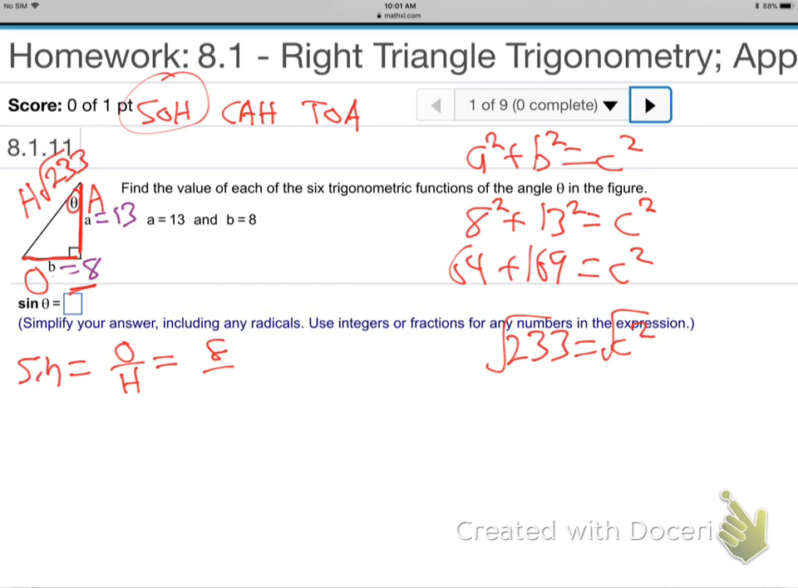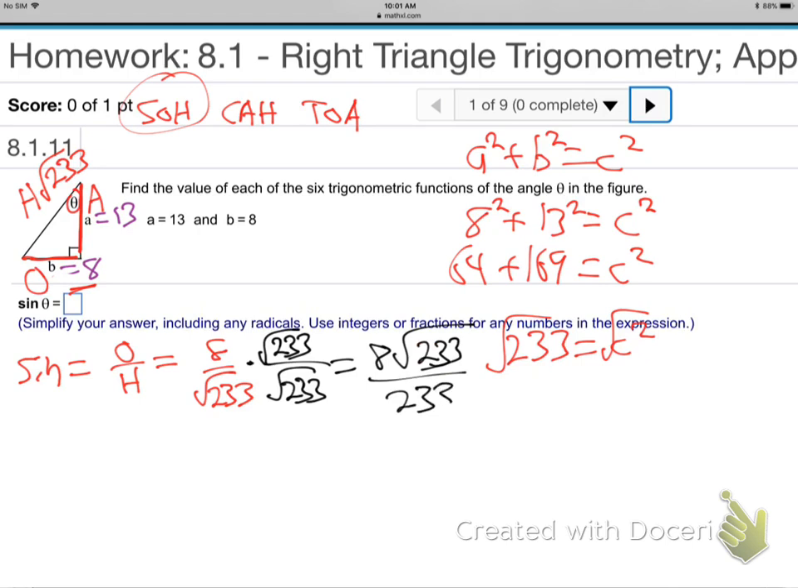And so root of 233. So then sine is 8 over root 233, opposite over hypotenuse. Good to there. But we can't leave roots in the bottom, as you know, so we have to multiply top and bottom by root 233. So we get 8 root 233 over plain 233. So there's the sine.